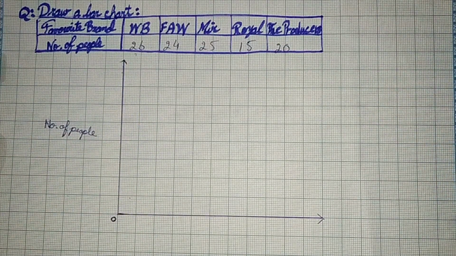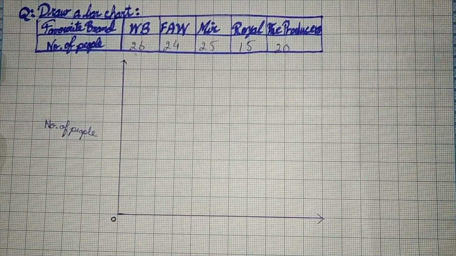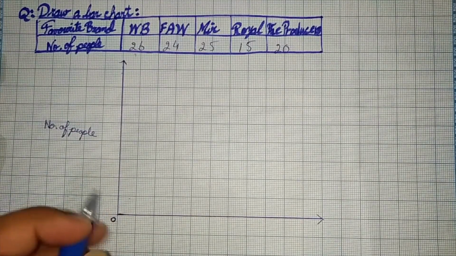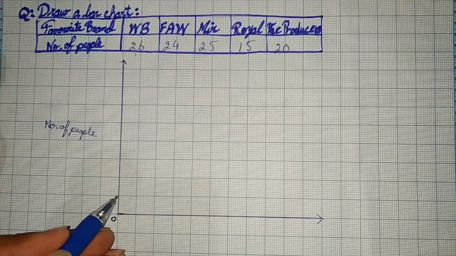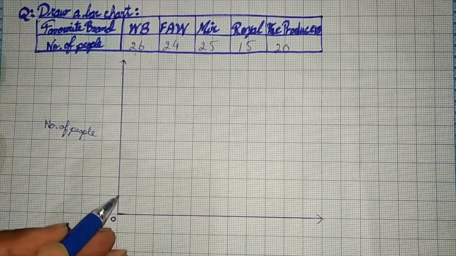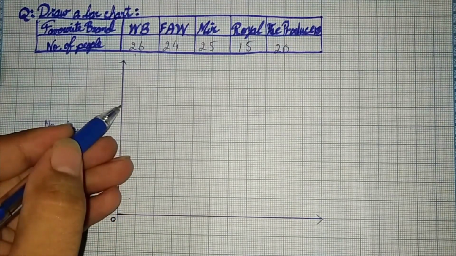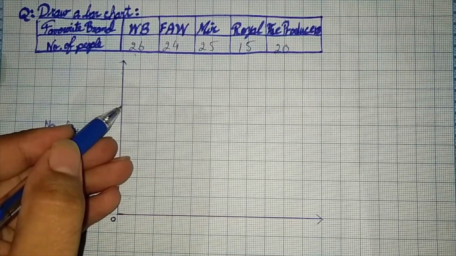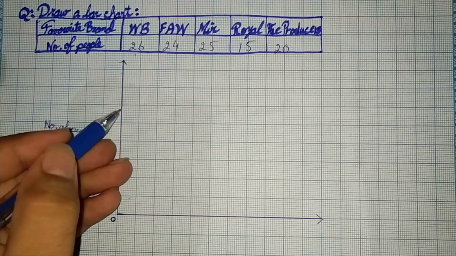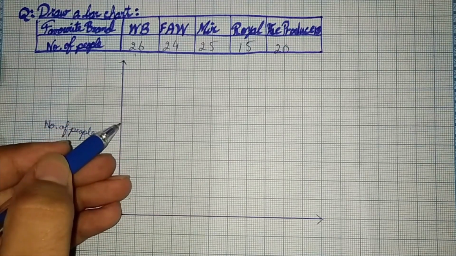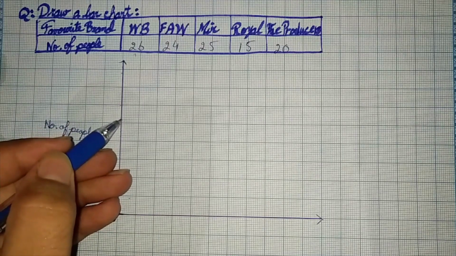If I make a gap of 5, here we have 0, 5, 10, 15, 20, 25, 30. It means that if here we have 25 and here we have 30, then 26 lies somewhere here.